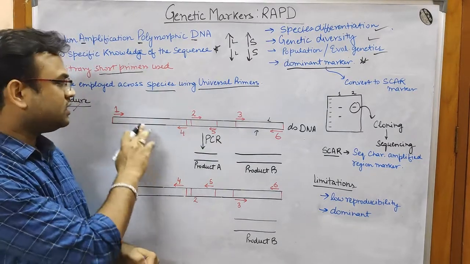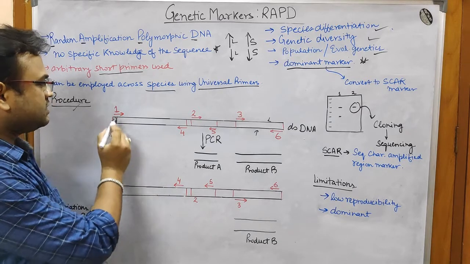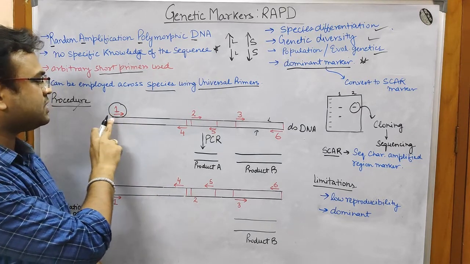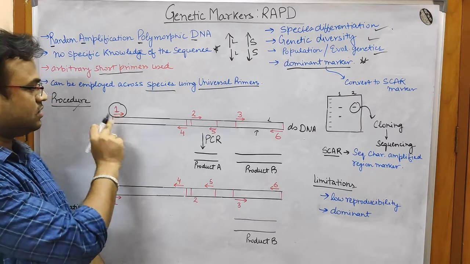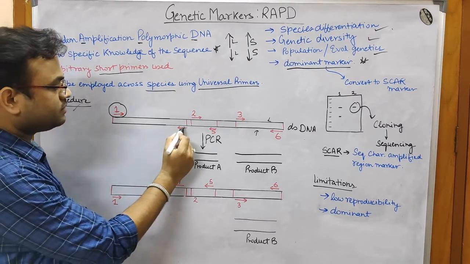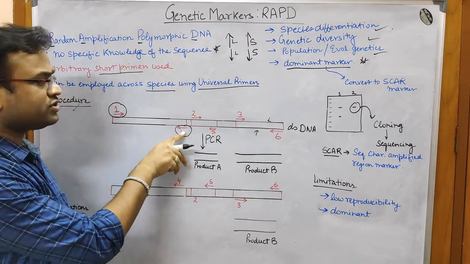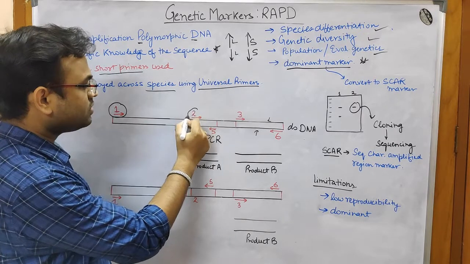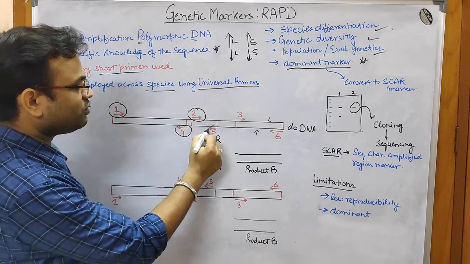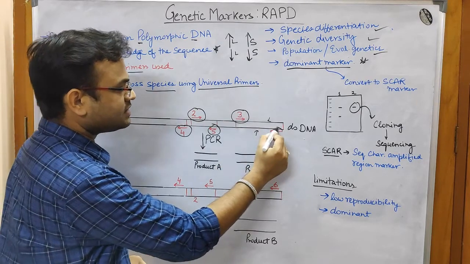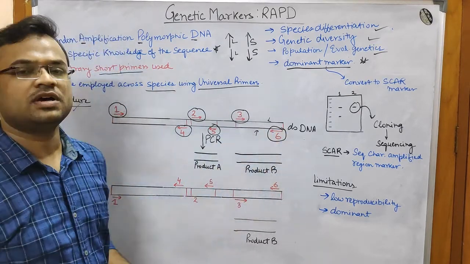In the first step, you can see that this is the first position. Here, a primer aligns. This red arrow shows a primer. Again, at the fourth position also a primer aligns. At the second position a primer aligns. At the fifth position a primer aligns. At the third position a primer aligns, and at the sixth position also a primer aligns.